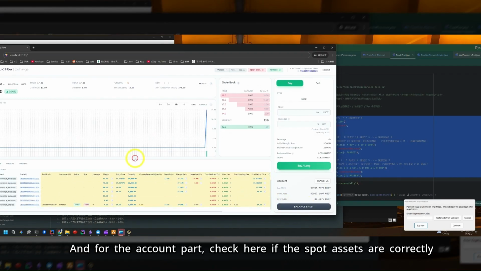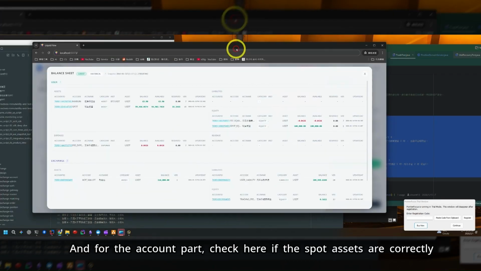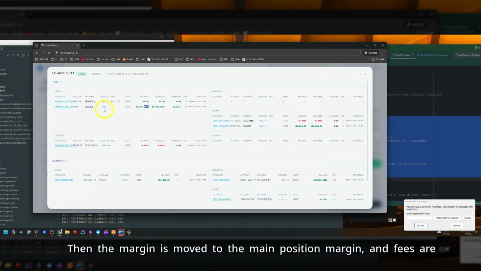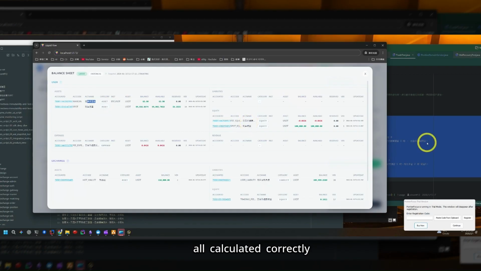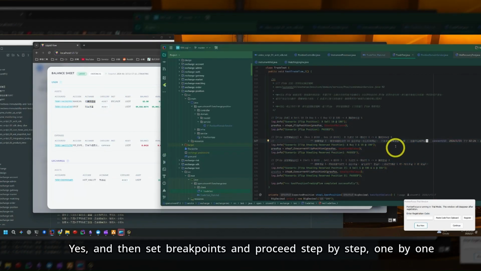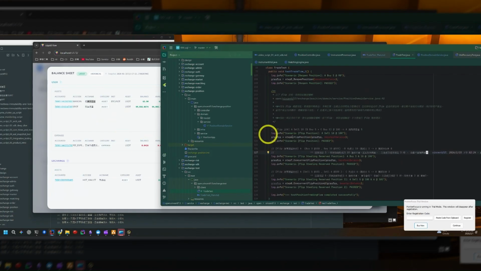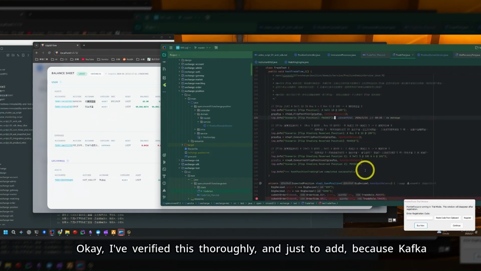And for the account part, check here if the spot assets are correctly deducted as margin when opening a position. Then the margin is moved to the main position margin, and fees are all calculated correctly. And then set breakpoints and proceed step by step, one by one. Okay, I've verified this thoroughly.